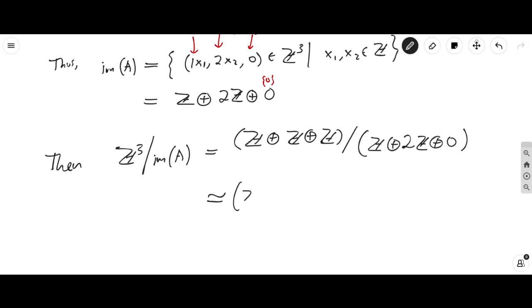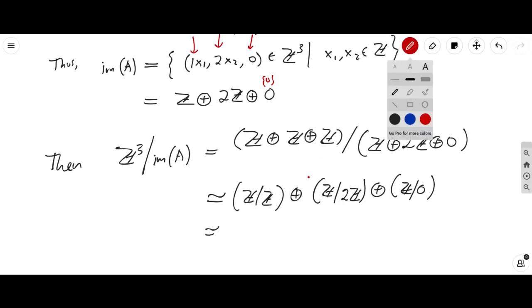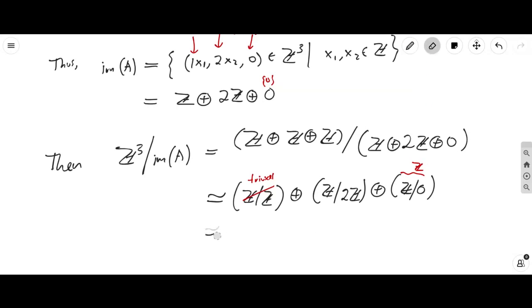So we're going to have Z mod Z plus Z mod 2Z plus Z mod 0, and this would be isomorphic. This of course is the trivial group, a group modded by itself. This is just the trivial group. This is the group mod 2, and modding a group by the trivial subgroup would just be isomorphic to the group itself. And so in the end, the trivial factor can be ignored, and you're getting the integers plus integers mod 2.